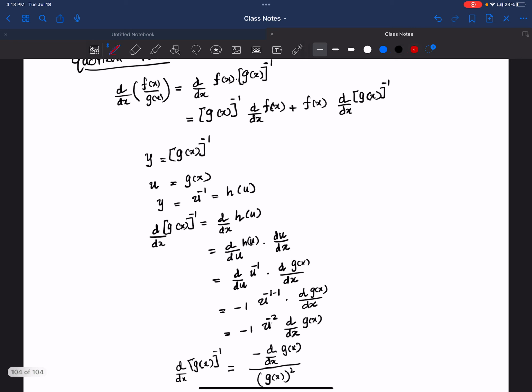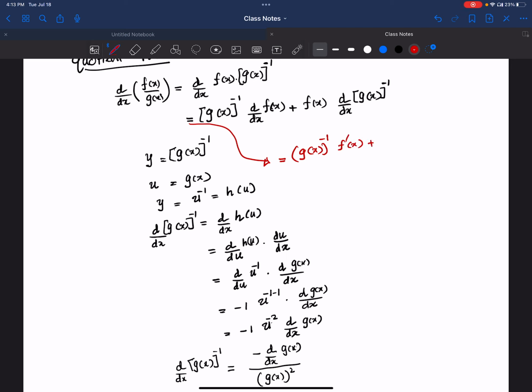So now I can substitute that in here. I'm going to write it here because everybody can see it. This is equal to g of x to the power negative 1 times f prime of x.